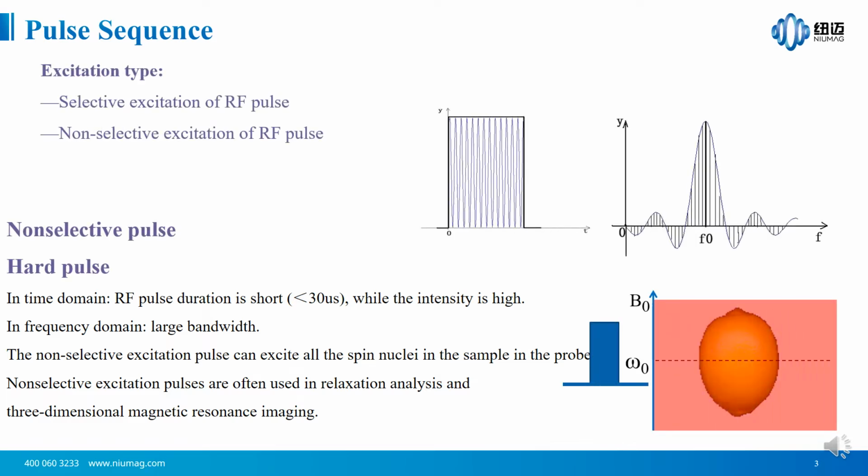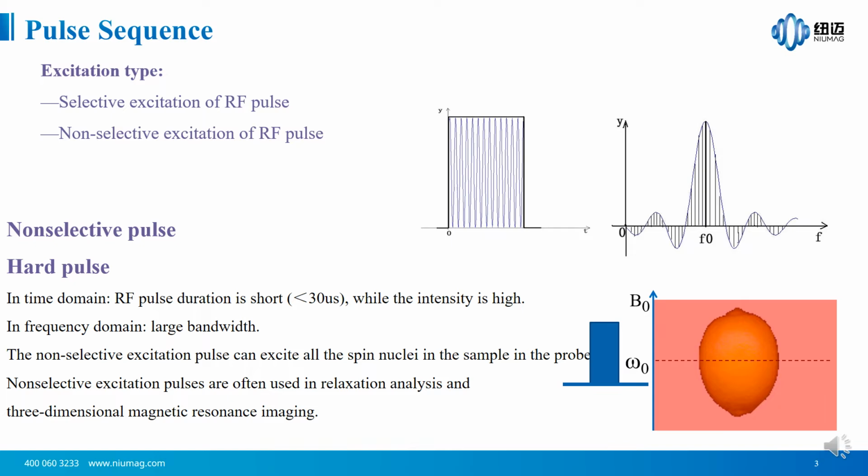The second part is the non-selective excitation RF pulses, also known as hard pulses. The main characteristics of hard pulses are, first, in the time domain, the duration of a hard pulse is short, generally less than 30 microseconds, and the intensity is relatively high.